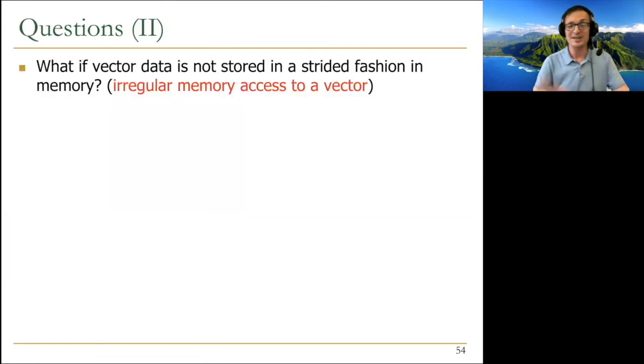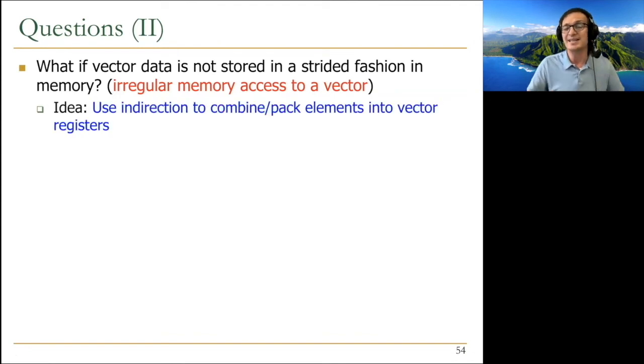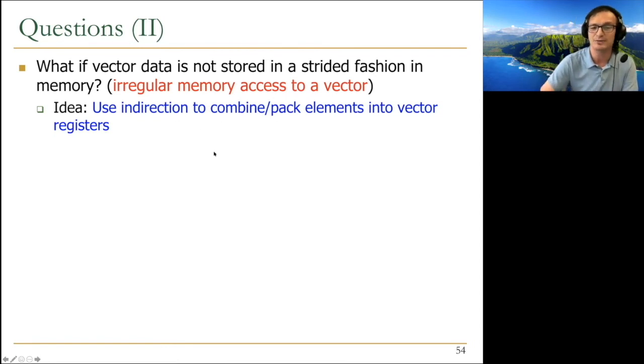Okay, let's talk about some interesting issues that some of you pointed out. What if vector data is not stored in a strided fashion in memory? What if you have irregular memory accesses? How do you do that? Basically the idea is to use indirection. Remember the load indirect instruction from LC-3 that we discussed a bunch of lectures ago? We're going to use something like that. We're going to use indirection to combine or pack elements into vector registers. And I'm going to give you some examples.